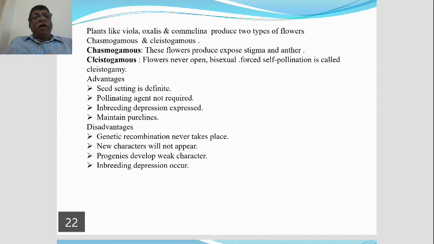In these flowers, self-pollination is compulsory. So, forced self-pollination takes place. It is called cleistogamy. What do you call cleistogamy? Forced self-pollination is called cleistogamy. These flowers are cleistogamous type of flowers.